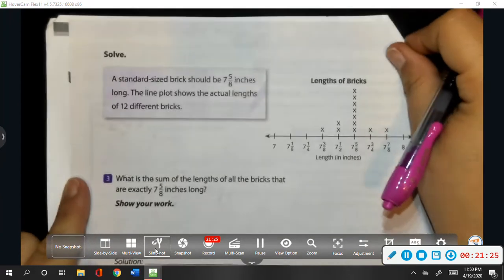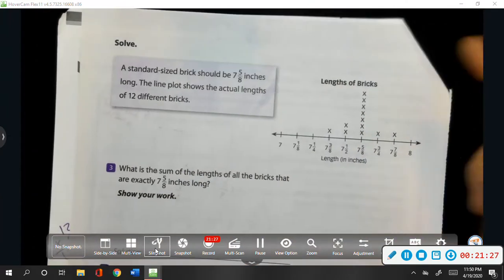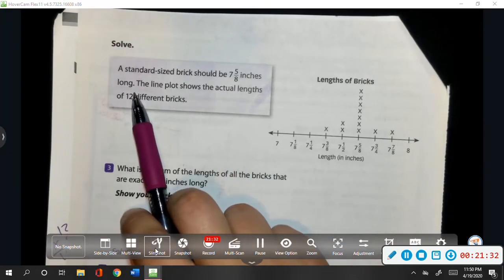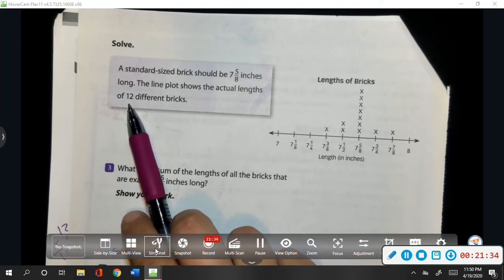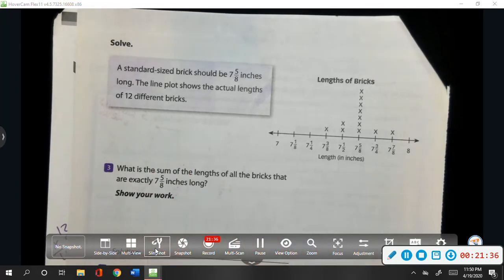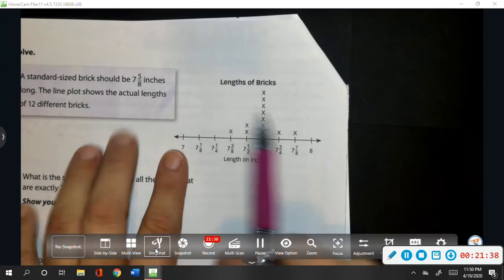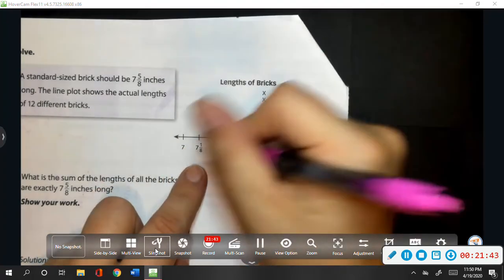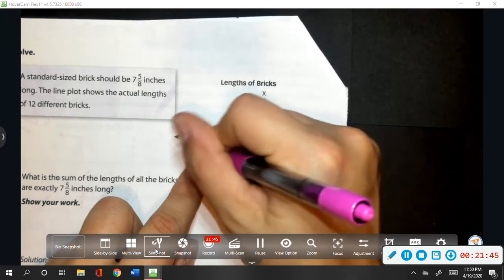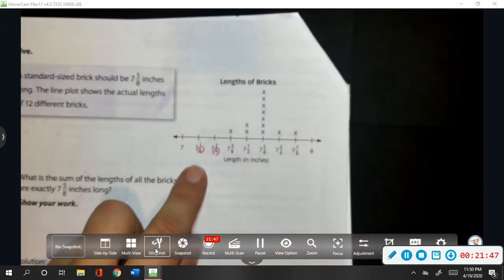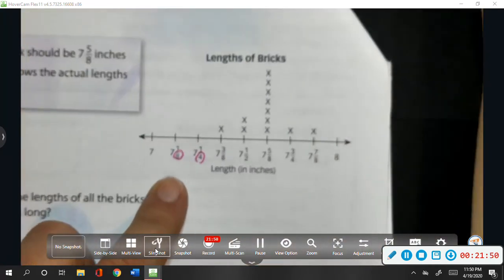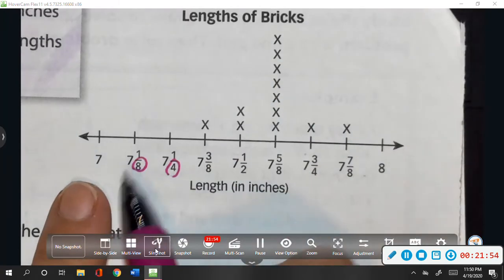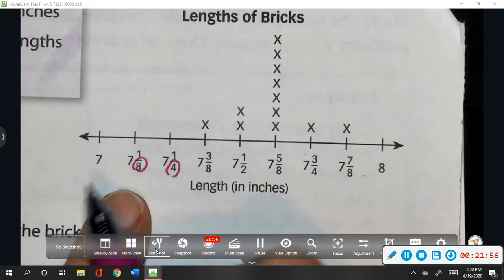Alright, so it looks like they're giving us another line plot. It says a standard size brick should be 7 5/8 inches long. The line plot shows the actual length of 12 different bricks. So let's look at our line plot real quick. We already see that we need to change some numbers, right? Because our fraction denominators do not match. So what we're going to do is count by eighths and find our equivalent fractions real quick.